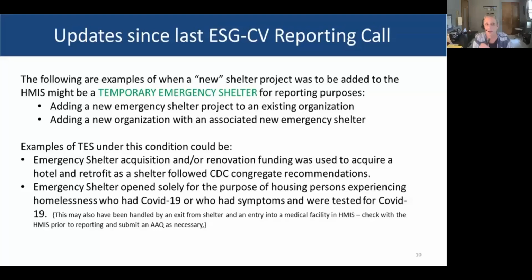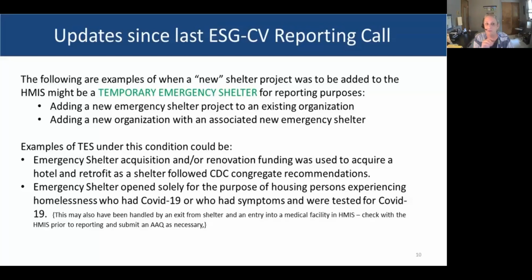The codicil that I would have for that is that if it's an interfaith hospitality network, gosh, what are they called now? There's another name that they go by. If it's one of those and they've just switched churches, that would still be the existing shelter.